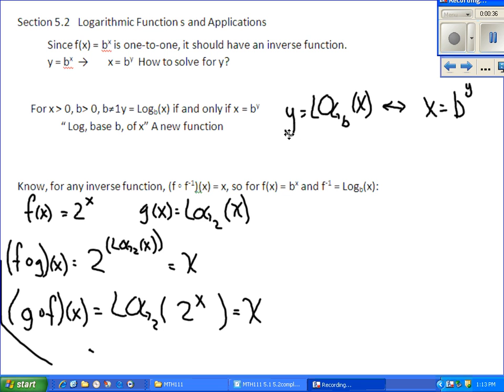So the way you'd read this is log base b of x, or y equals log base b of x. And that means exactly the same thing as saying that x equals b to the power of y. This would be what we call exponential form. This would be what we call log form.